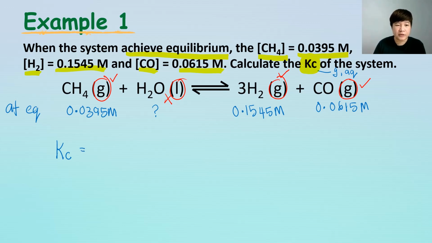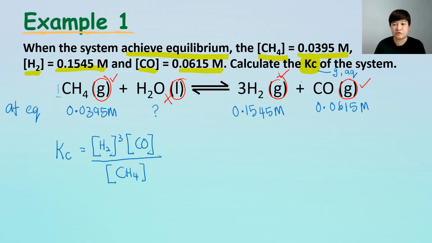And your Kc formula should look something like this. I will take count of the product. The product over here is hydrogen gas to the power of 3, and then I have CO to the power of 1. Make sure they are multiplied over the reactant. So my reactant over here is CH4 to the power of 1, because the coefficient is 1 over here.